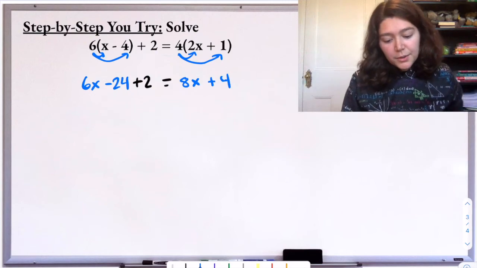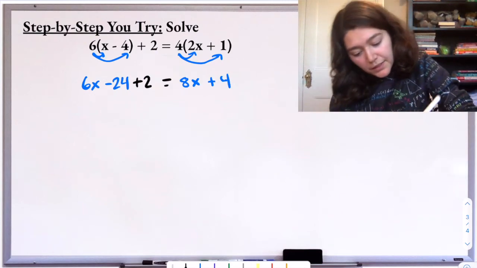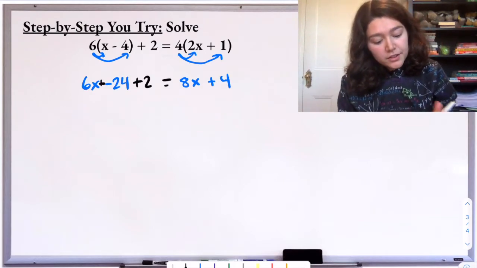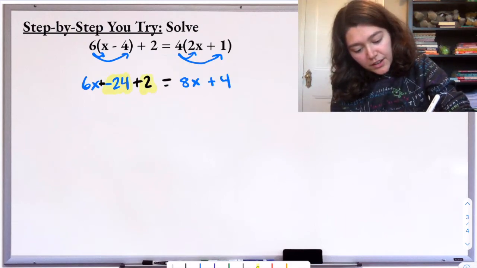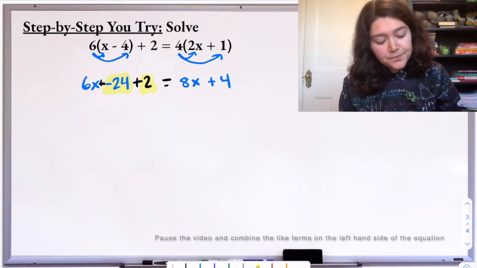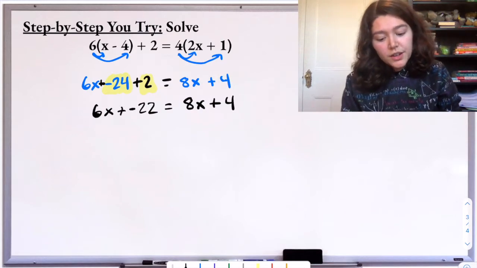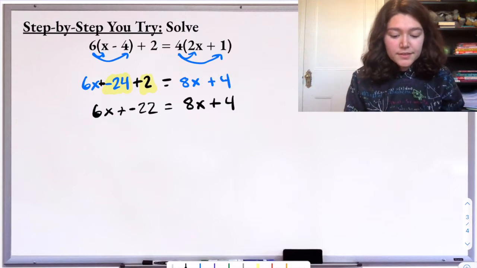Now, is there any like terms we need to combine? On the right-hand side, we're good, but on the left-hand side, I have a minus 24, or remember, we can think of this as adding a negative 24, and then I have a plus 2, so yes, I have some like terms to combine on the left-hand side. Please do that for me and tell me what the new line is going to be. So negative 24 plus 2 is equal to negative 22. So we get 6x plus negative 22 equals 8x plus 4.